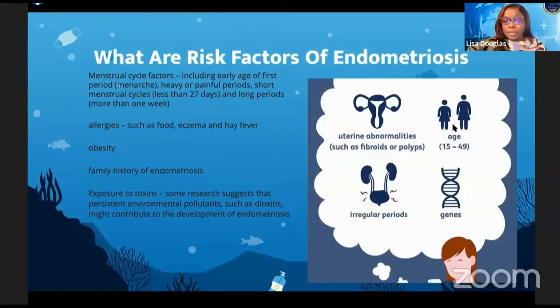So it starts at a young age. So between age 15 to 49, you know that you have it. Again, the irregular periods and your genes.